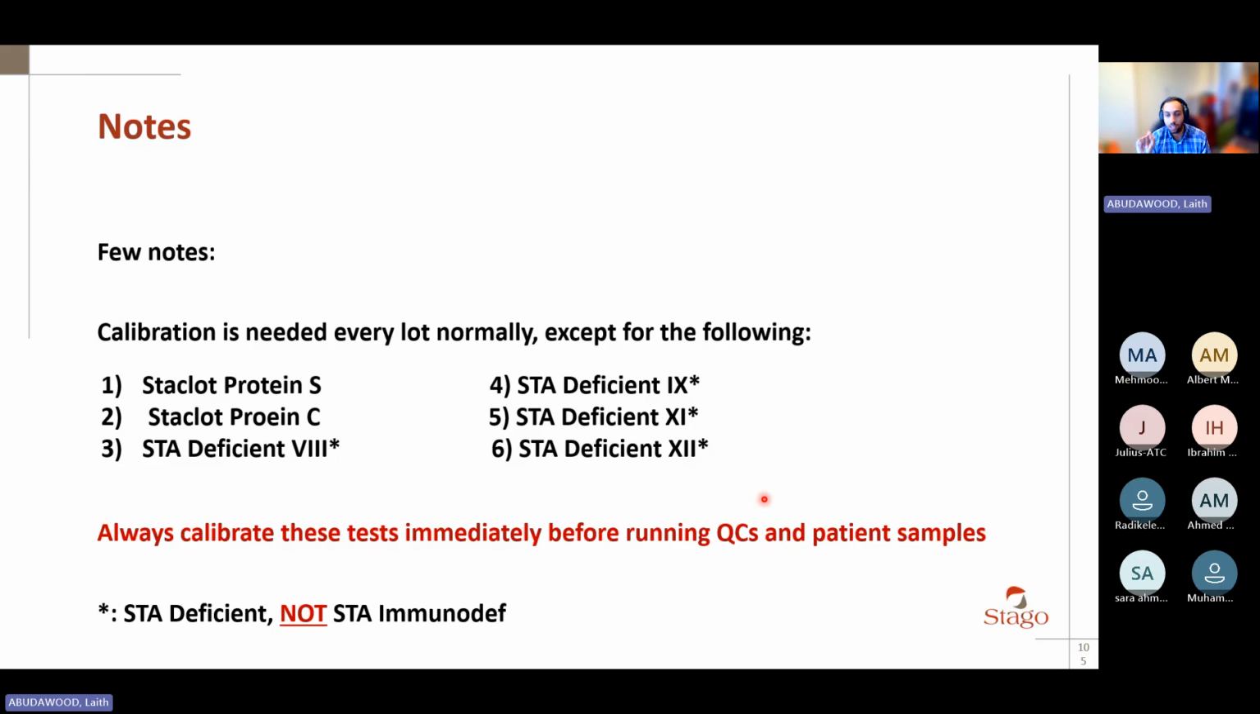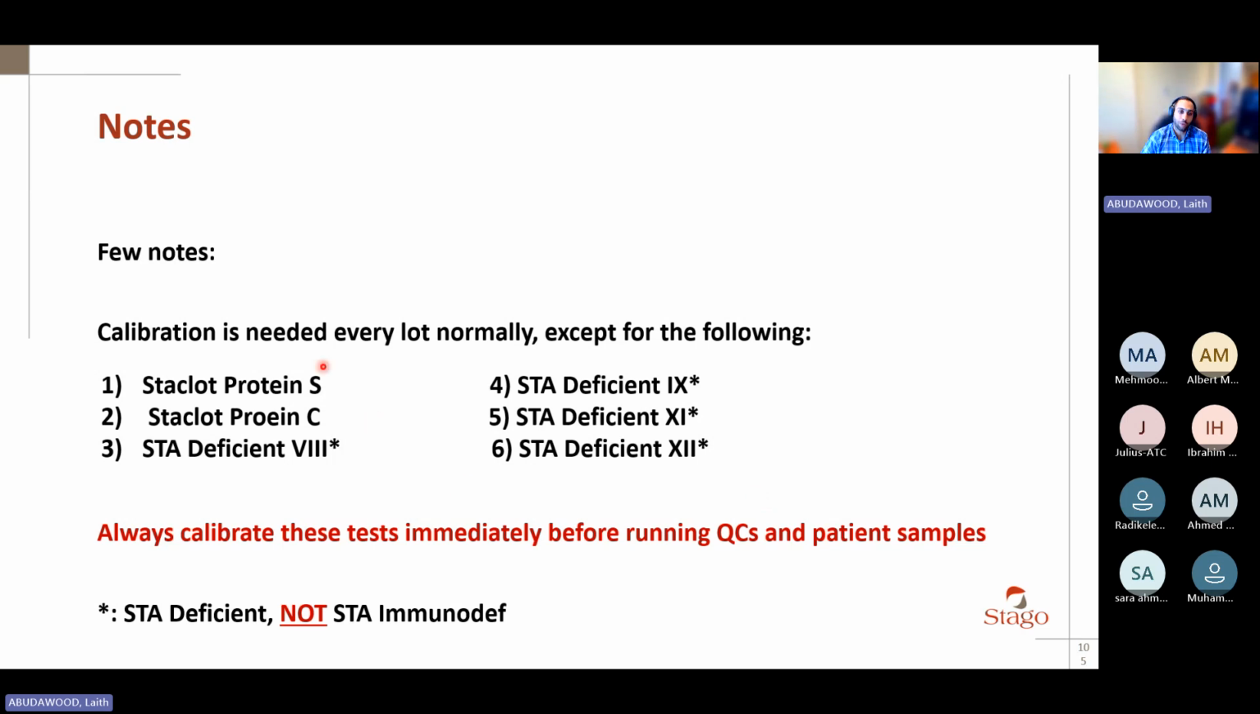And you have to immediately run the QC and the patient samples after calibration, immediately. Okay? This is what Stago tells you in the IFU. After calibration, instantly run the QC and patient samples. Do not wait. The more you wait, the more unstable the reagent gets, the worse your accuracy gets.